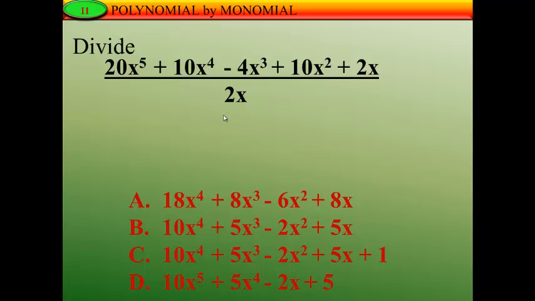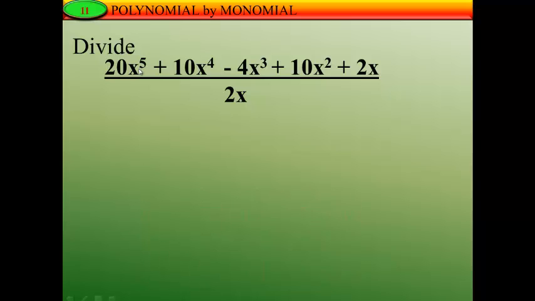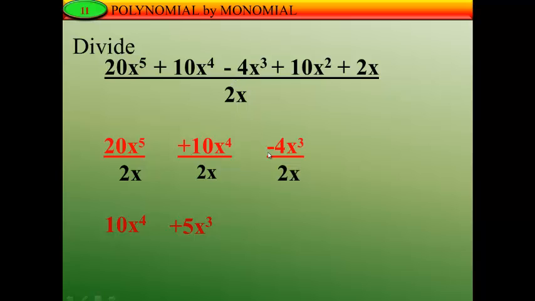Alright, now let's check if you got the correct answer. Our first step is to separate our numerator. So 20x^5 divided by 2x. This will give us 10x^4. Next, positive 10x^4 divided by 2x. It will give us positive 5x cubed. Negative 4x cubed divided by 2x. So we will get negative 2x squared.